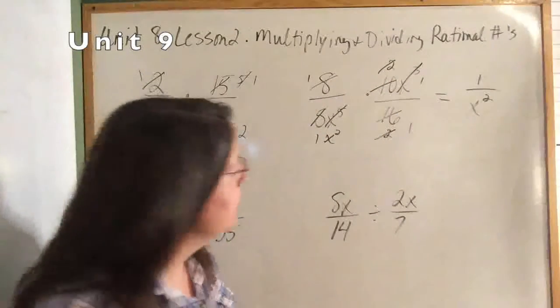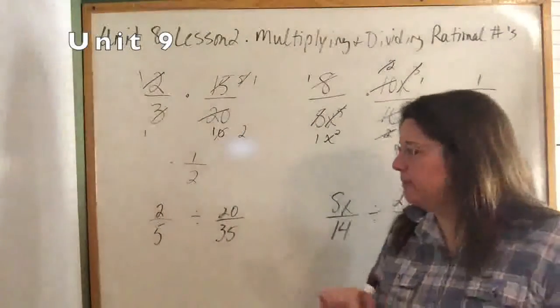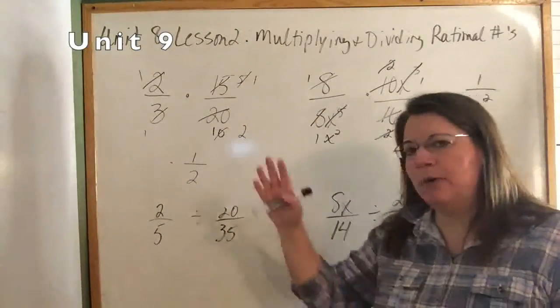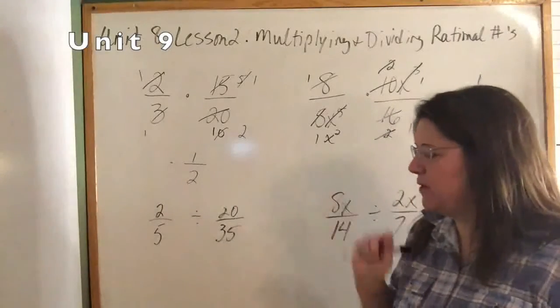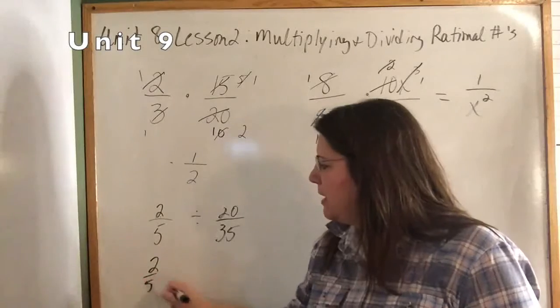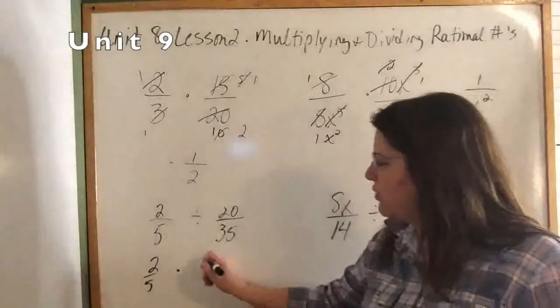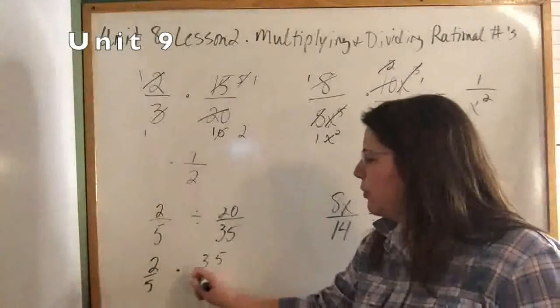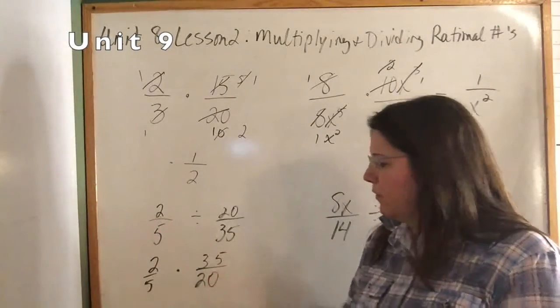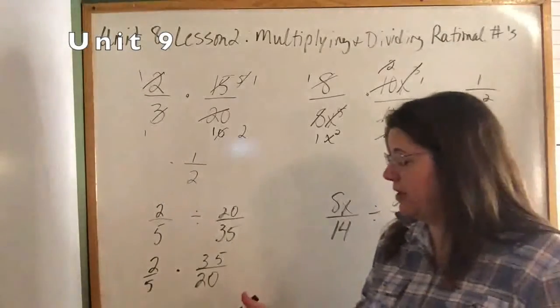For the next one, it's a division problem. The difference between multiplication and division is when we have a division of fractions, we always keep the first fraction the same. We change the division to multiplication, and then we flip the second fraction upside down. So we make it its reciprocal. So that's 35 over 20. At this point, it is a multiplication problem, so we just simplify like normal.